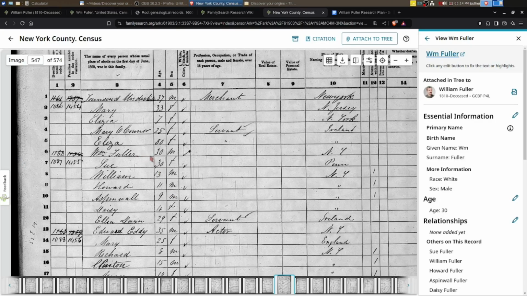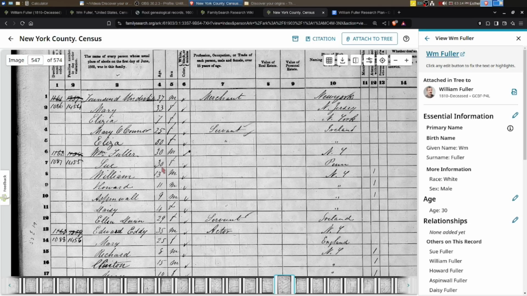And here you go. You can see that William Fuller says he was 30 years old, which would mean he was born about 1830. This is the 1860 census. He's born in New York. His wife is 30, born in Pennsylvania. And then his children, all born in New York. You can see them listed here. And then he has a servant in his household from Ireland, which would imply that he had some financial resources available to him if he was able to employ a servant.